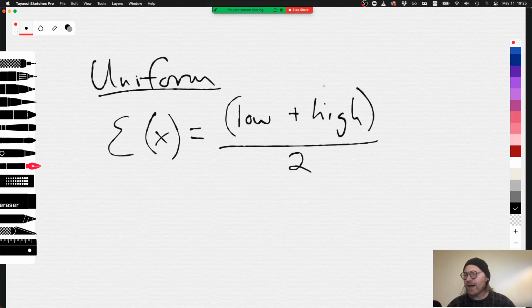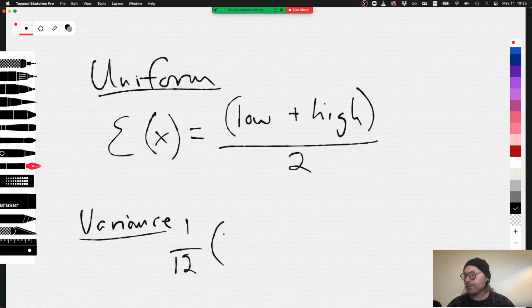Something that's not as intuitive is the variance, okay? The variance is going to be 1/12 multiplied by the high bound minus the low bound squared.